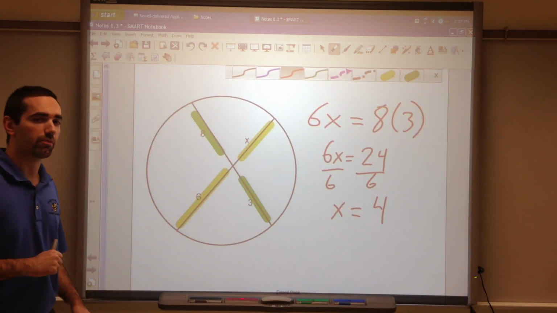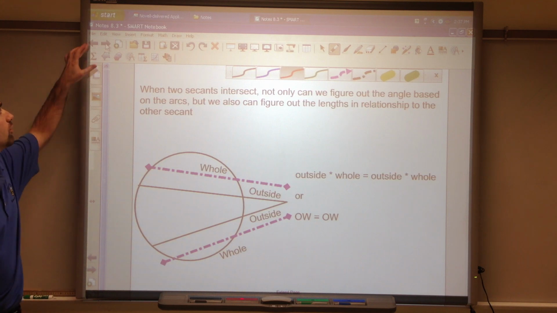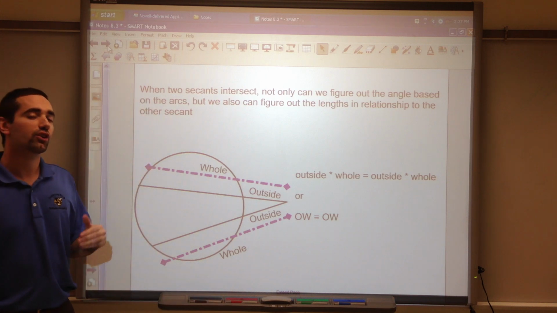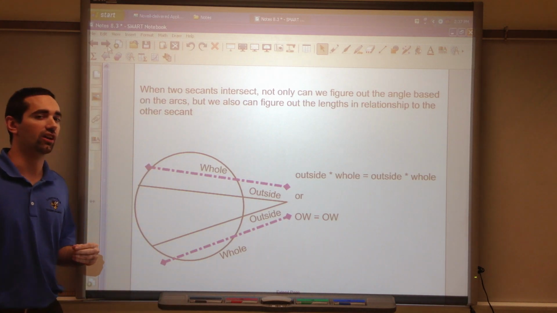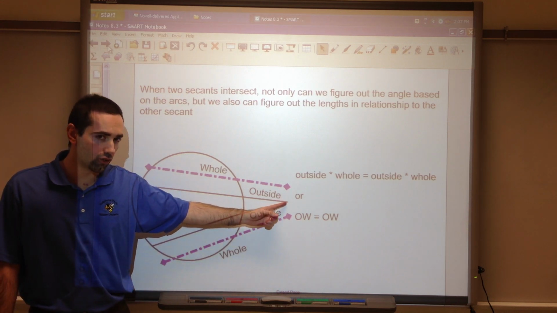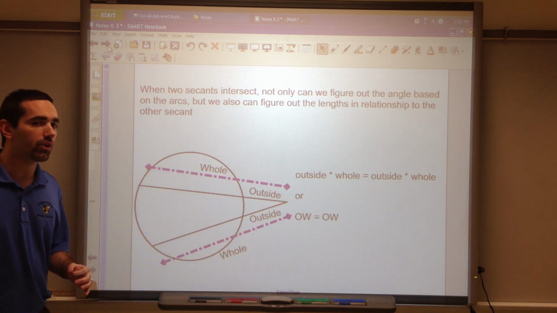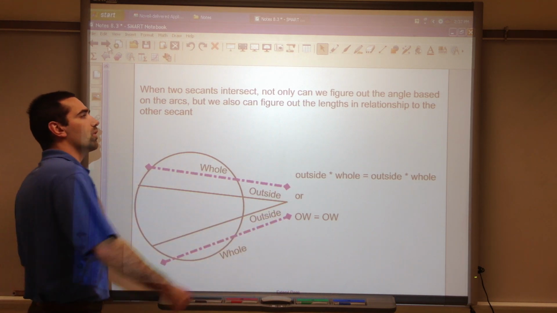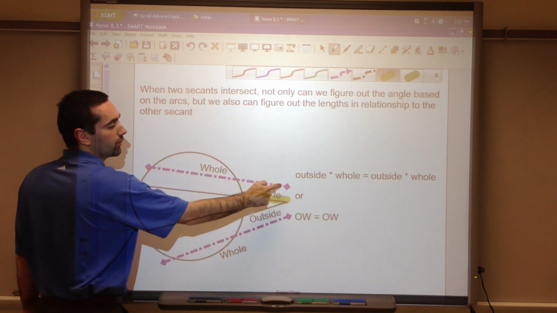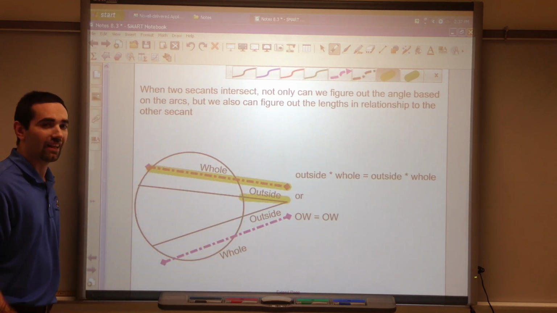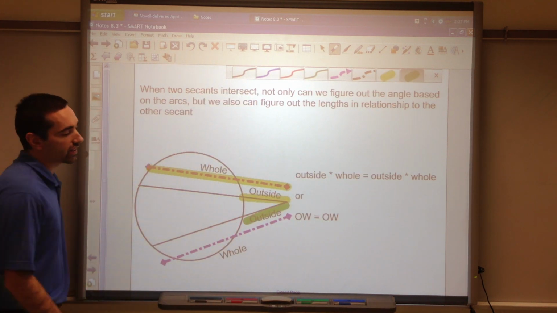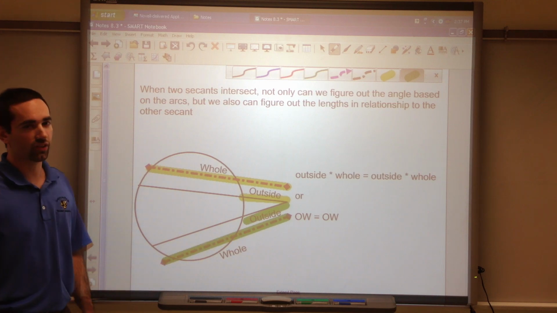Let's look at another example. Or not. Let's look at another concept. When we have two secants intersecting each other outside of the circle, we have another unique property that exists. The way it works is if you take the outside part of your secant, you can multiply it by the whole. That equals the outside part of the other secant times the whole of the other secant.